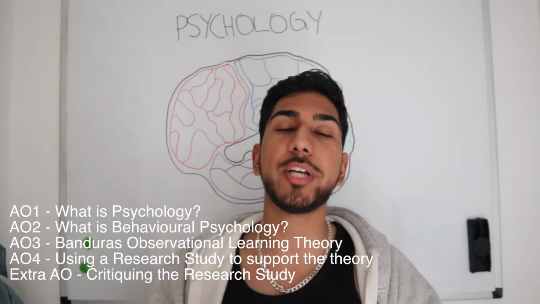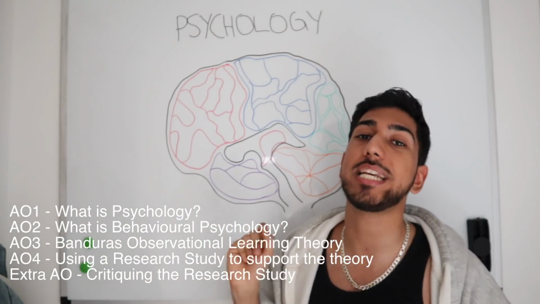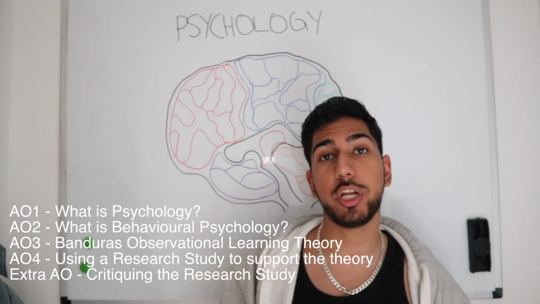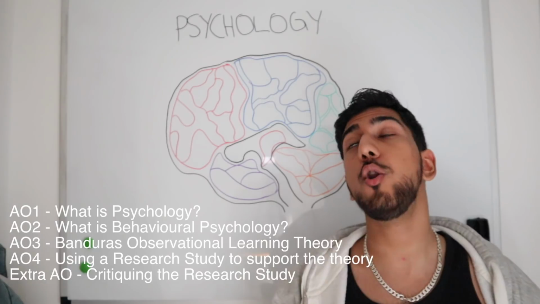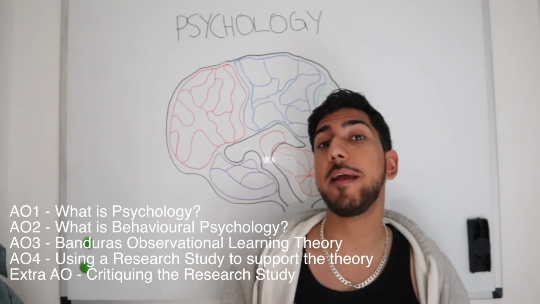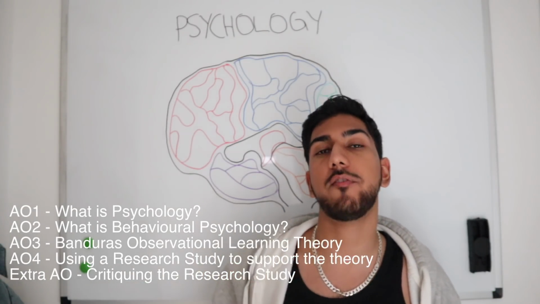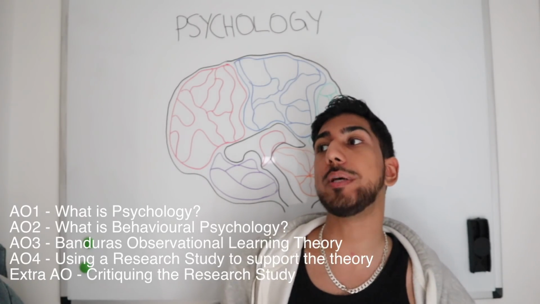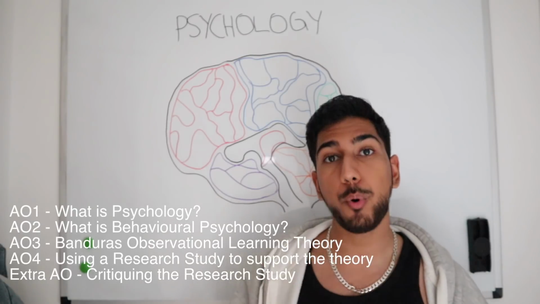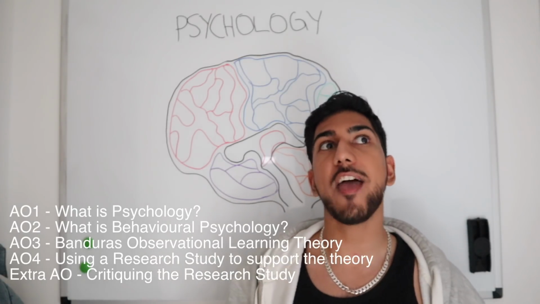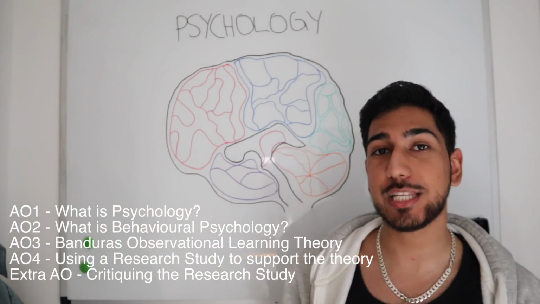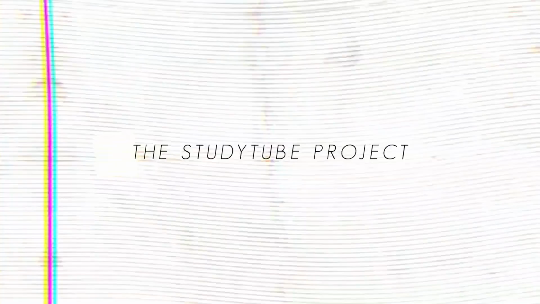We have 4 assessment objectives for the day. The first one is to define what is psychology as a field. The second one is to define what is behavioral psychology. And the third one is to look at a theory of behavioral psychology. We'll be looking at the observational theory that Bandura created back in the day. And then the fourth thing we will do is look at a study to support the theory, and then we'll be able to critique the study, and I'll teach you guys an acronym on how to do that. Okay, so let's begin.